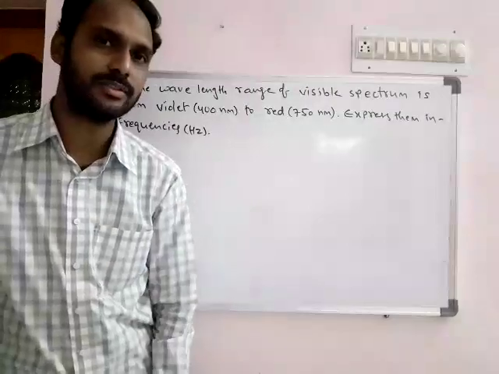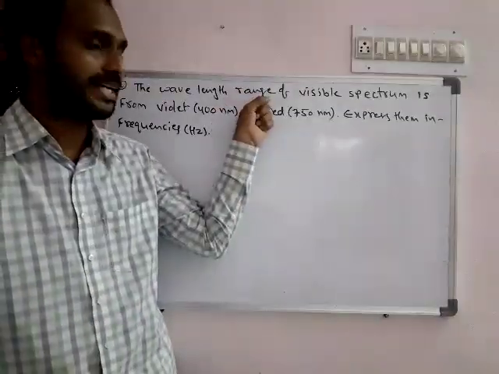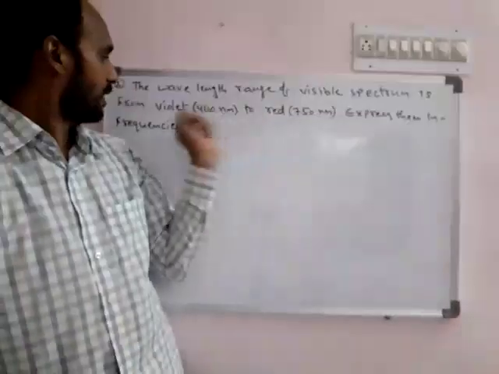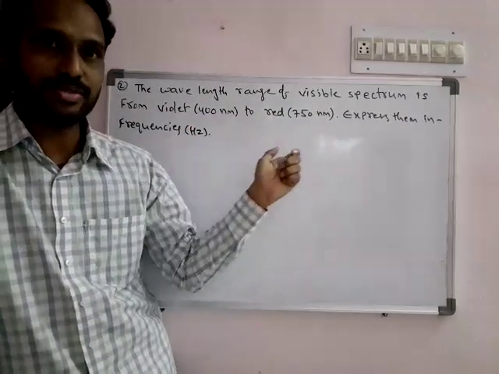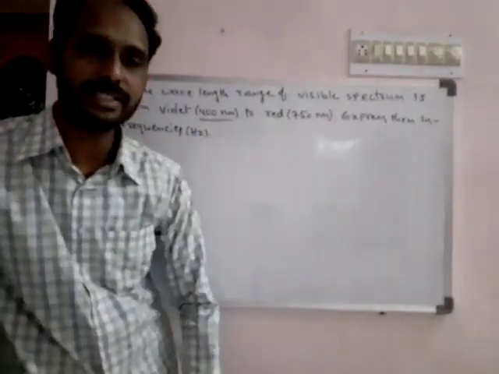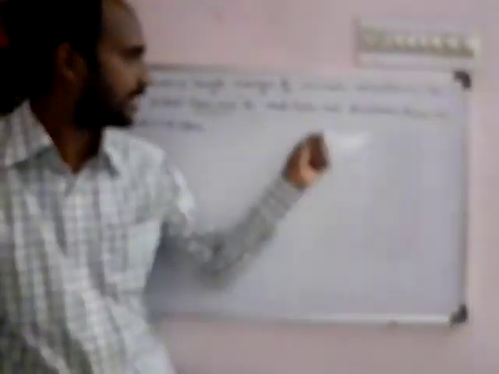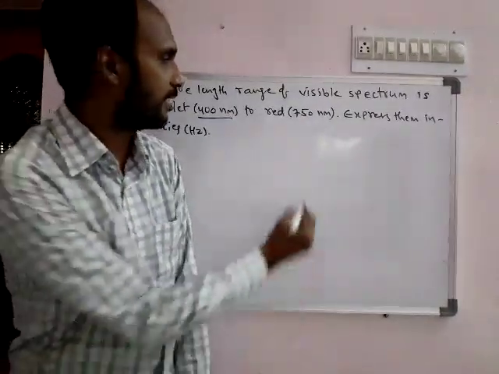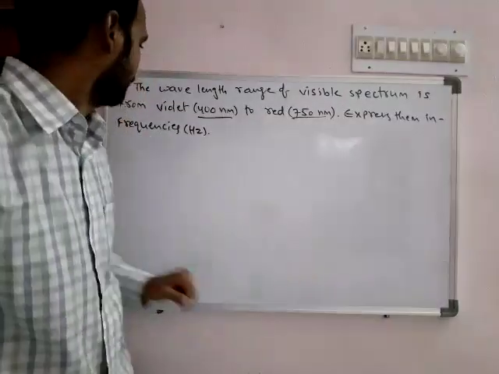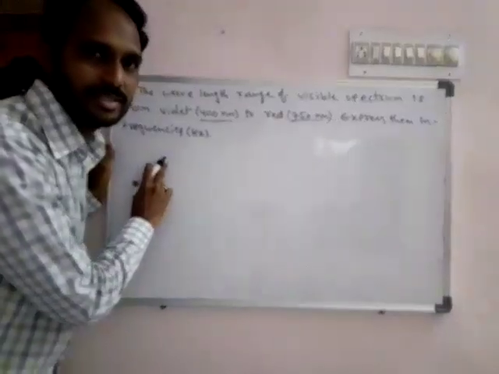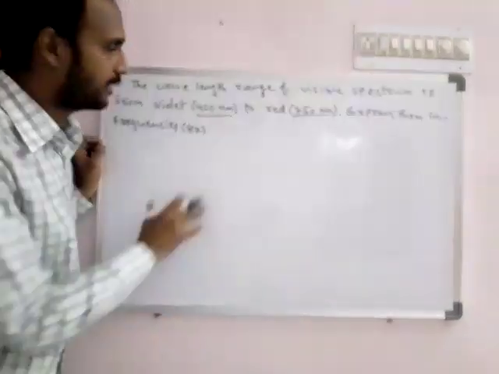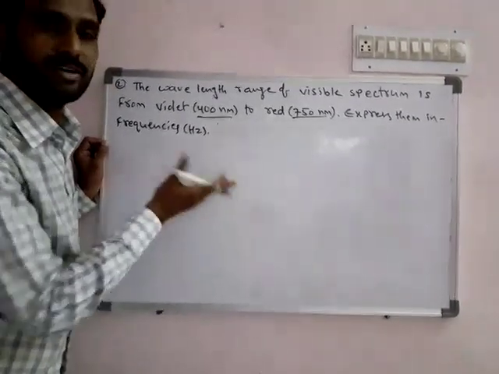Let's see the next one. The wavelength range of the visible spectrum, nothing but the visible region, is from violet to red. We know that. Here the wavelength of the violet color is given as 400 nanometers, whereas the red color wavelength is given as 750 nanometers. We need to express them in their frequencies. Simply, the wavelengths are given, and we need to convert them into their frequencies.